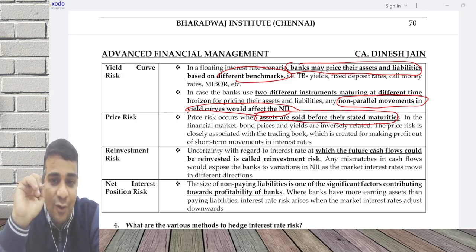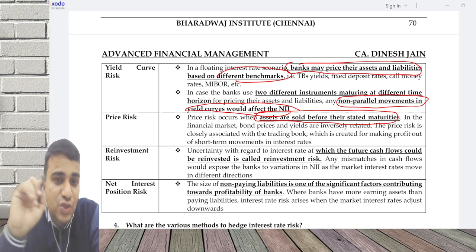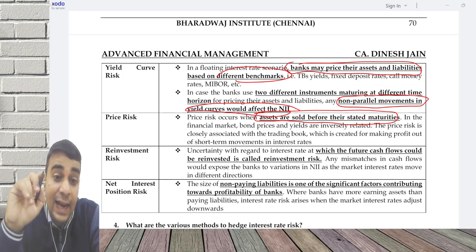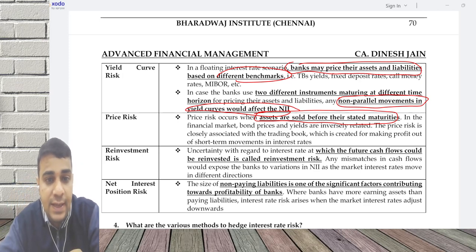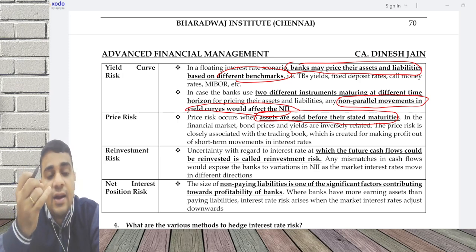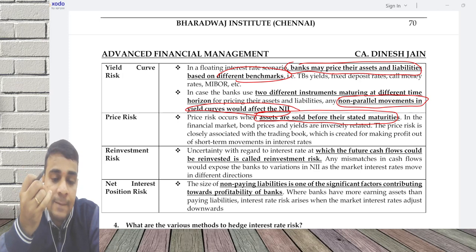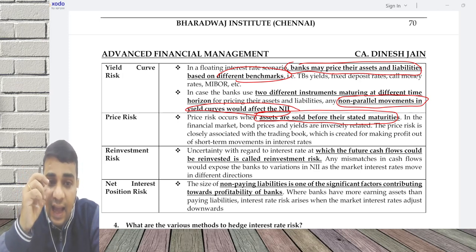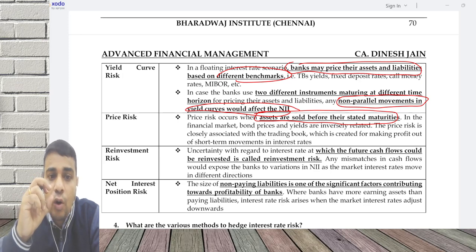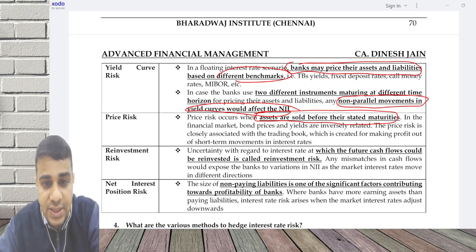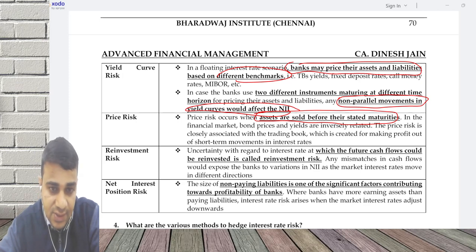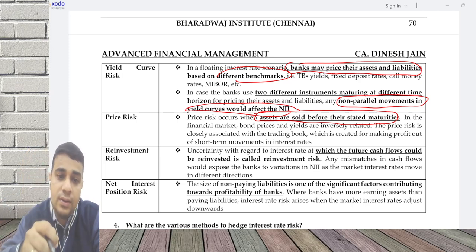Net interest position risk. Now for a bank, one important source of their profitability is that a lot of their liabilities are non-interest paying. Example, you have current accounts. On current accounts, they don't pay any interest. So if a bank has a very high proportion of non-interest paying liability, then if interest rates are going up, they'll earn more on the assets. On the liability, the impact will not be much because I have a lot of non-paying liability. So that is a favorable thing. But if interest rates go down, that can be an impact.